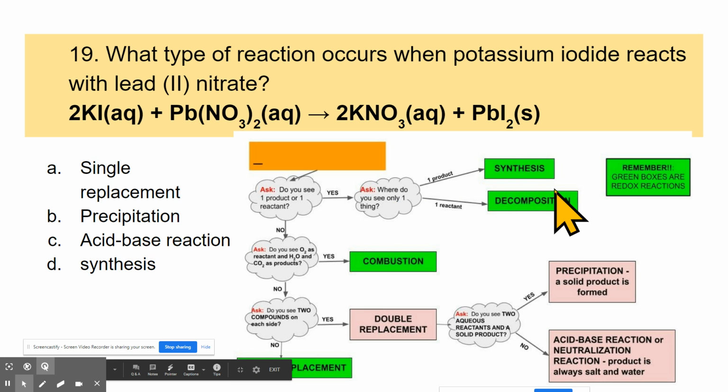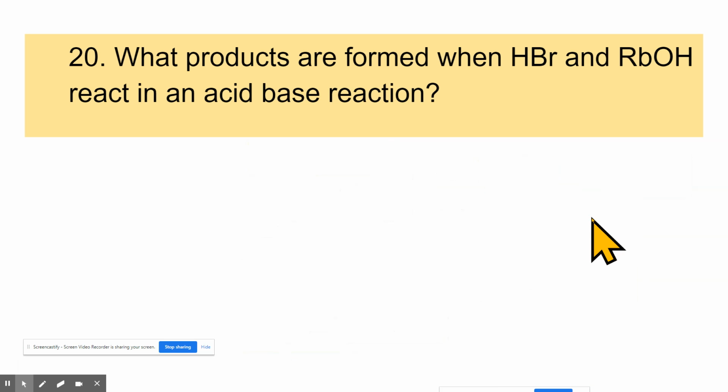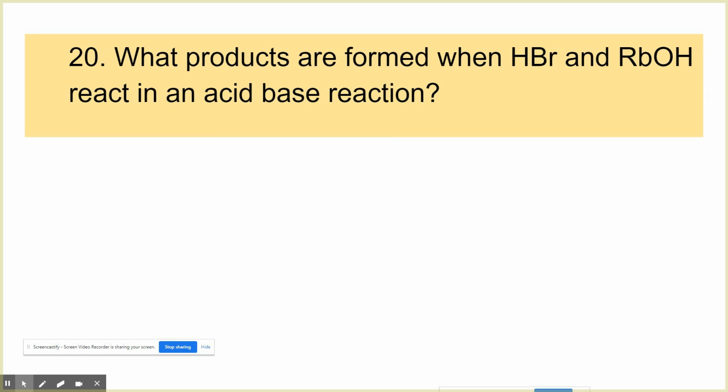Okay, let's do number 20. Question number 20: what products are formed when HBr and ROH react in an acid base reaction? First of all, HBr. If you look closely, guys, HBr starts with the H, so this one right here is your acid.